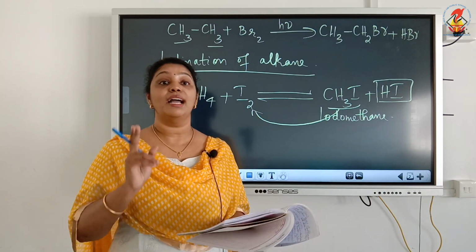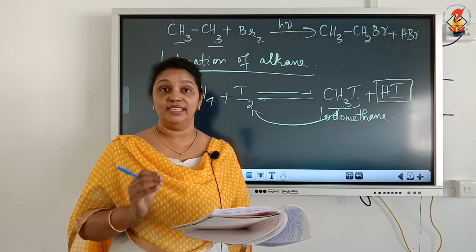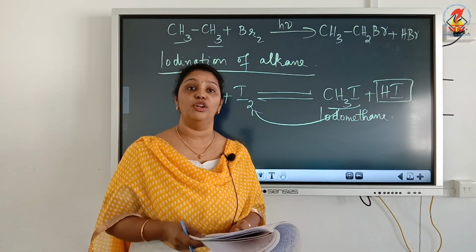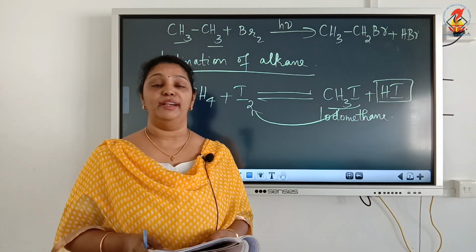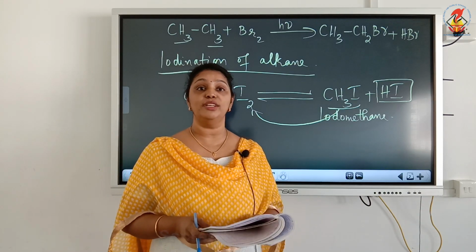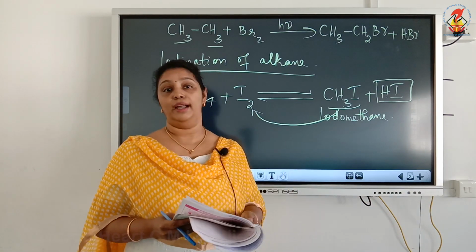So we will not get the expected product, iodomethane. So direct iodination cannot be done for alkanes. What is the reason for that? Why can direct iodination not be done for alkanes? Because the byproduct hydrogen iodide formed is a reducing agent and it reduces iodomethane formed back to iodine.